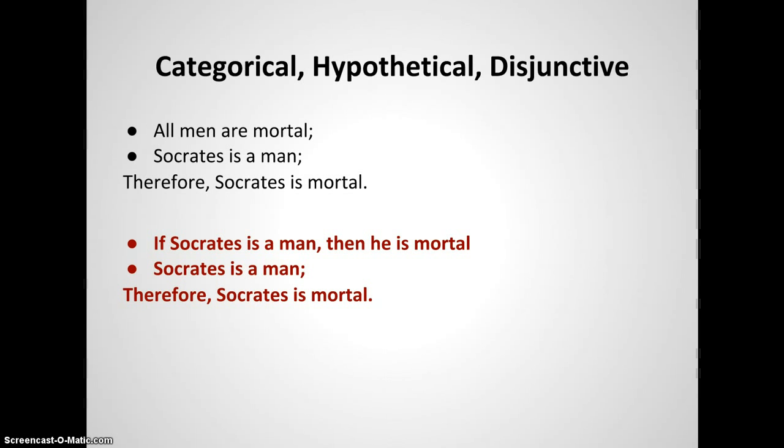Now, the point of the two premises is this: every syllogism asserts that, assuming the truth of the premises, the conclusion is necessarily true, which means it must be true. It cannot possibly be false. So if it's true, if Socrates is a man, then he is mortal. And if it's true that Socrates is a man, then this conclusion absolutely must follow. It is a necessary truth. The same here. If it's true that all men are mortal, if it's true that Socrates is a man, then this conclusion must necessarily follow.